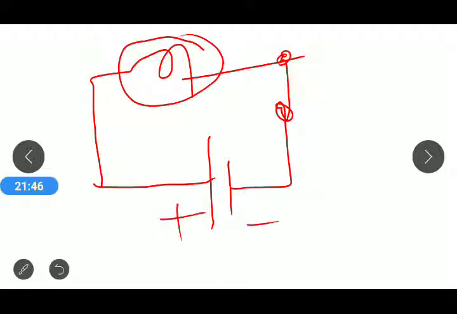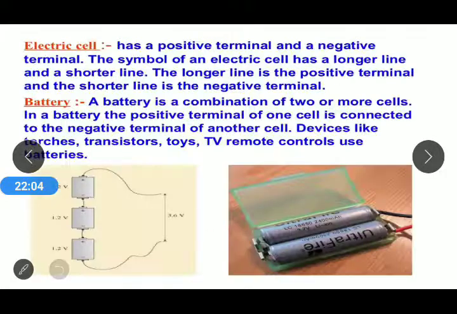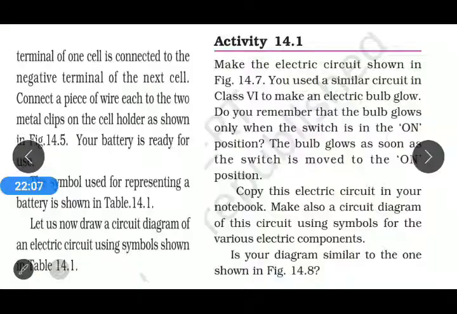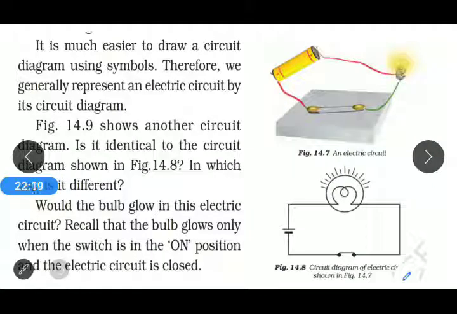In the electrical circuit, we always also show the direction of electric current, and the direction of electric current is always from the positive to the negative terminal. I am showing arrows. These arrows represent that the electric current flows from the positive to the negative terminal. Again, if we go through that picture, there you can see how we represent the direction of electric current from positive to negative terminal.